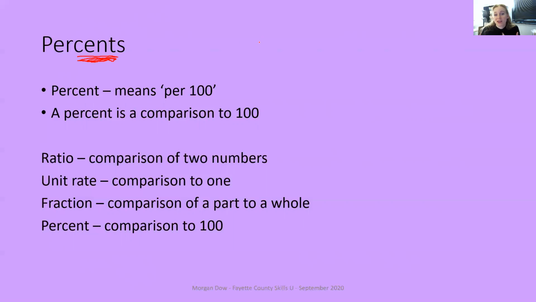So when we say something like 75%, we could think of it as 75 per 100 or 75 out of 100. So that means a percent is a comparison to 100. It is a way of talking about a part of a whole.